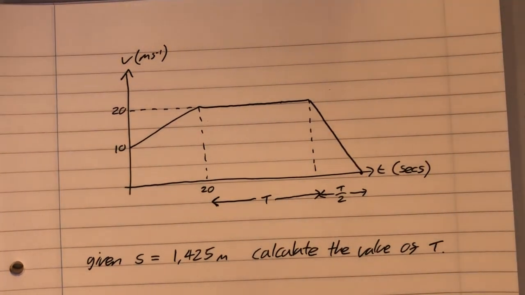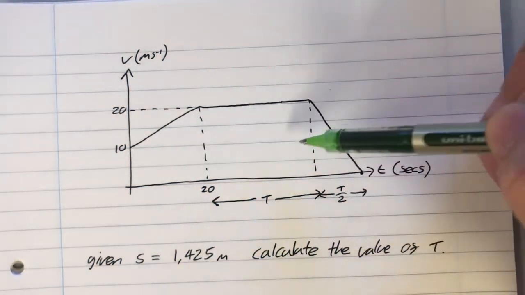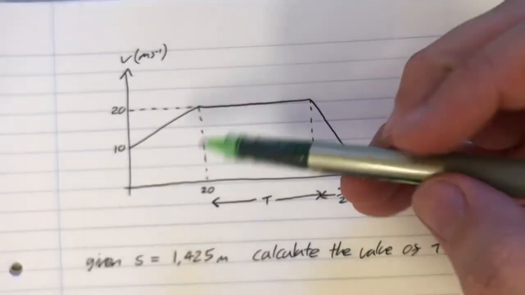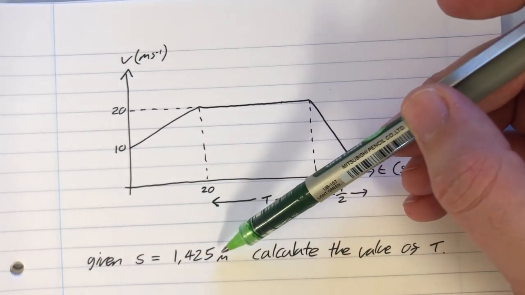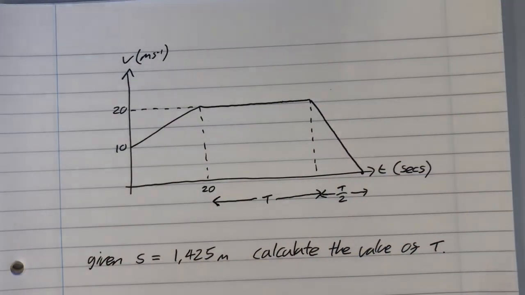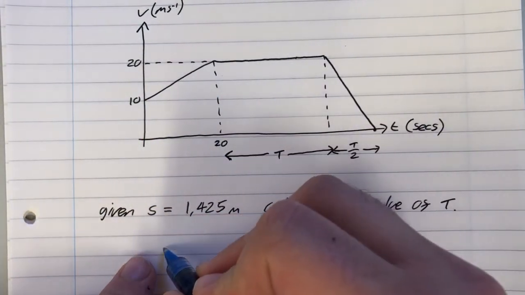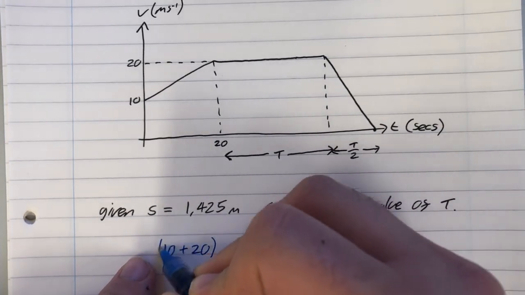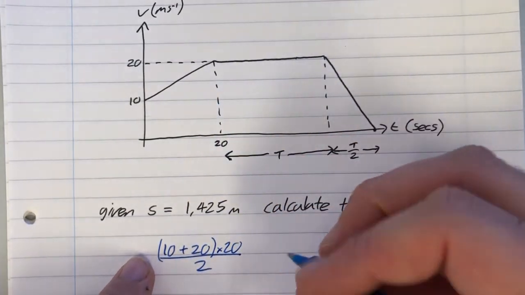So in this case, what I'm going to do is I'm going to add up these three areas. It's going to be a function of t, and I know that that area must be equal to the displacement, which is 1,425. And that will give me a linear equation in t to solve. So this is a trapezium, so that's going to be 10 plus 20 multiplied by 20 divided by 2. That's the area of that trapezium.